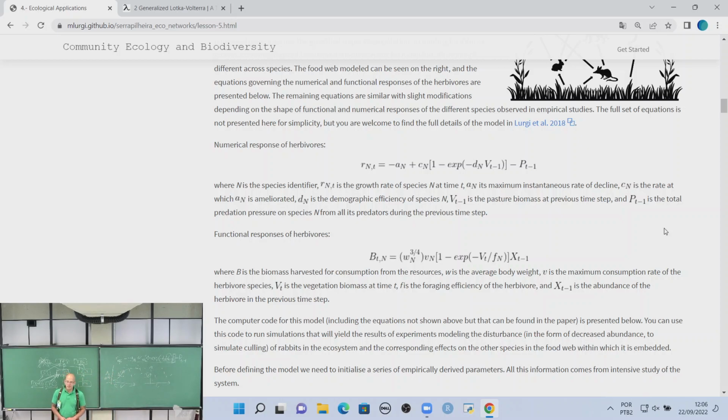Oh, I have another question. What is ameliorated, like the C term there? Well, they call it ameliorated in the sense that this is your natural rate of decrease, and this would be based on how much you are eating, how much of whatever you are getting out of your resource actually helps you in preventing your decline. But it's just a constant, a parameter that tells you how efficiently you are converting your resources into growth.